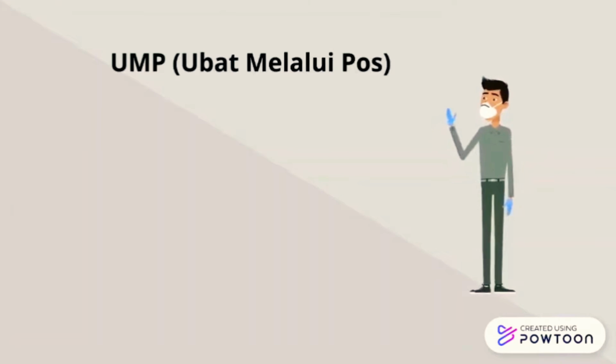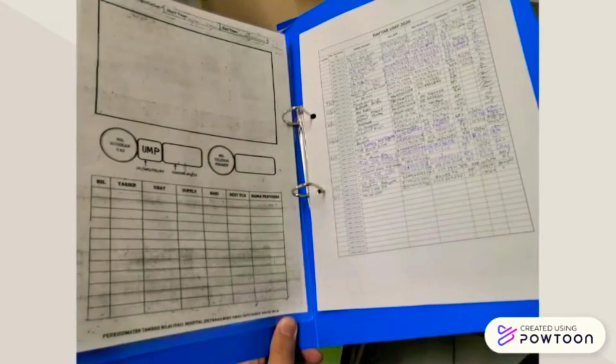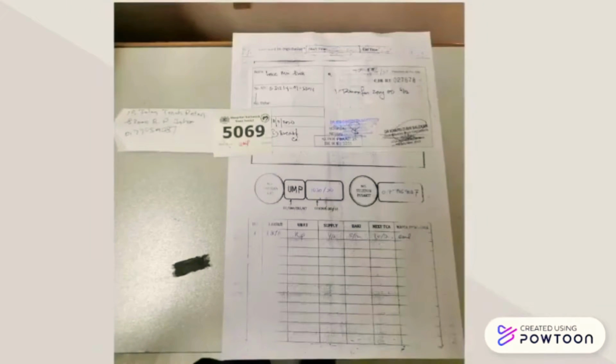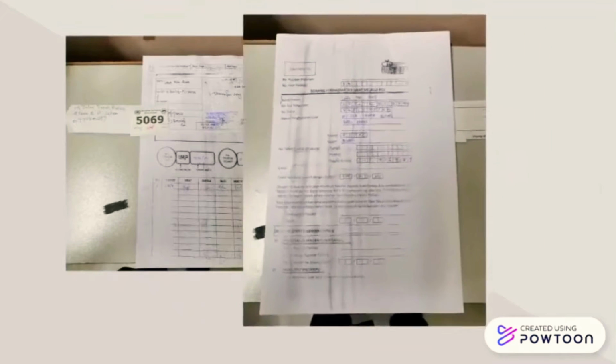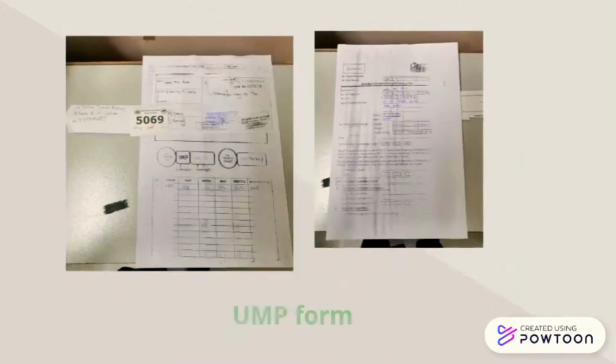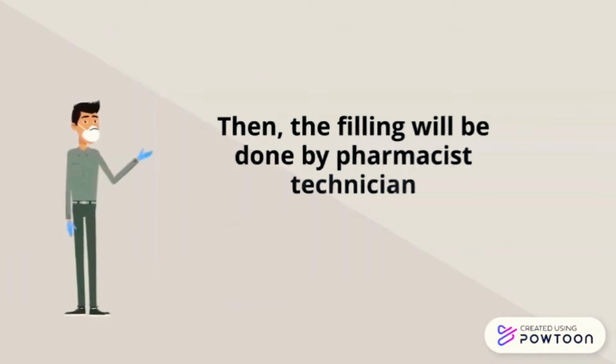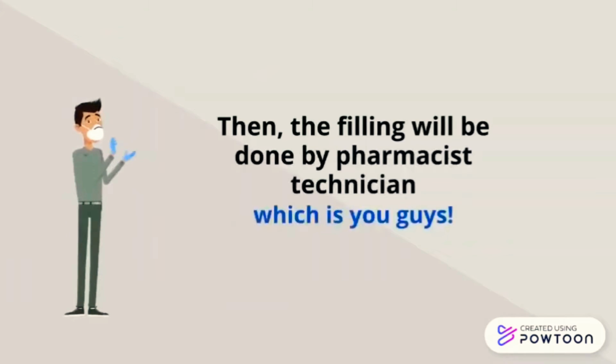While UMP, or Ubat Melalui Pos, is a service in which the medications will be posted directly to their address. This is the UMP form used in HSNI. The registered DT and UMP forms will also be transferred into the Pharmacy Information System, PHIS, before filling the medication. Then, the filling will be done by the pharmacist assistant, which is you guys.